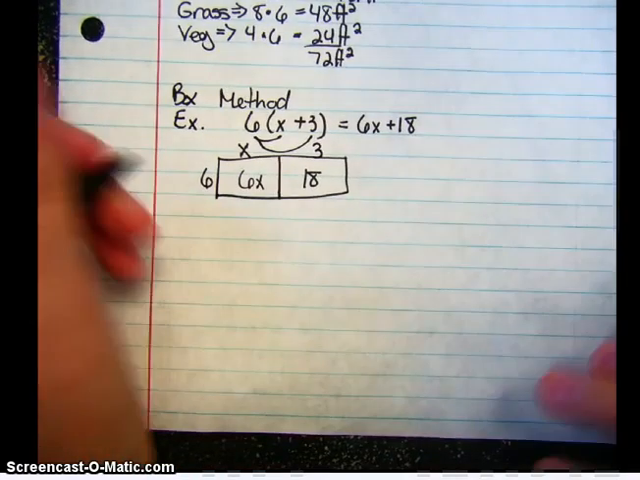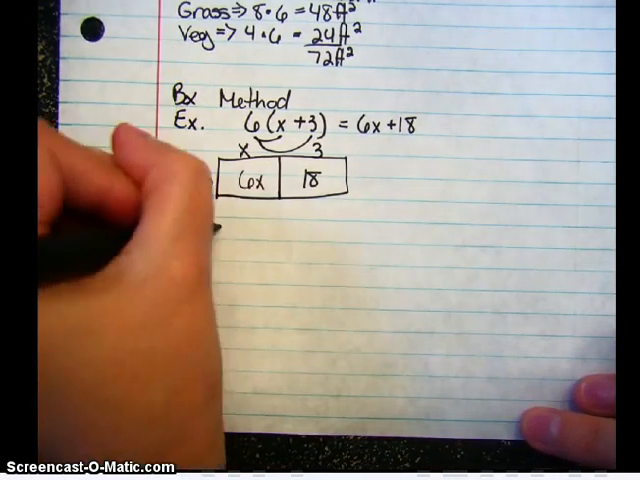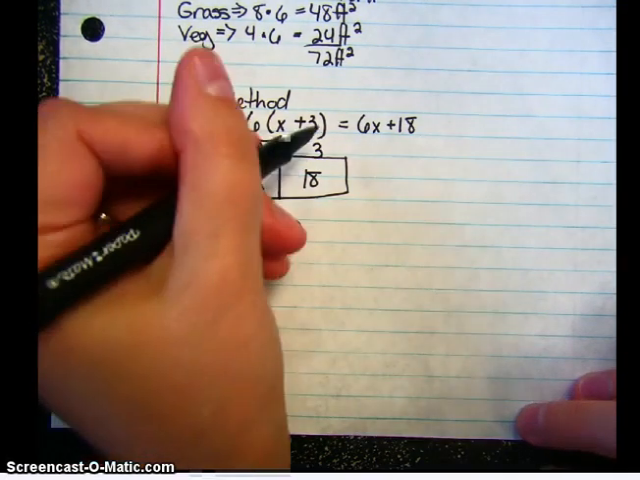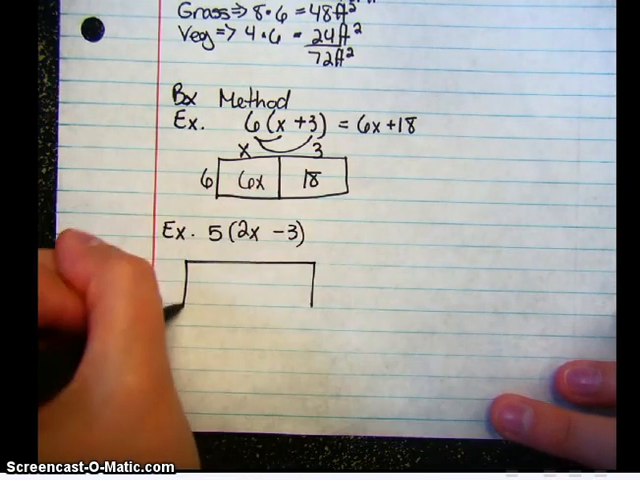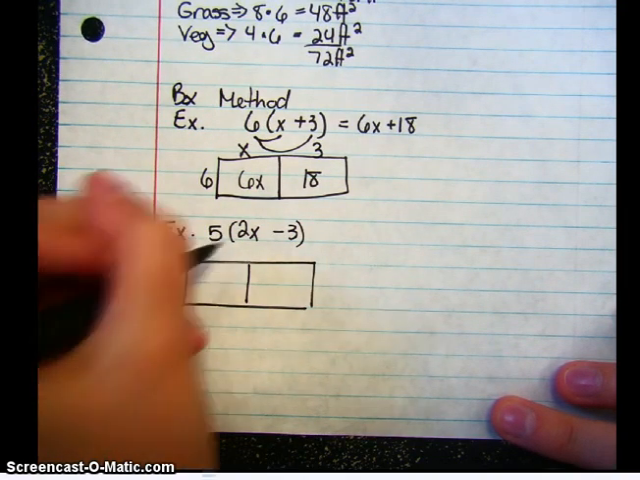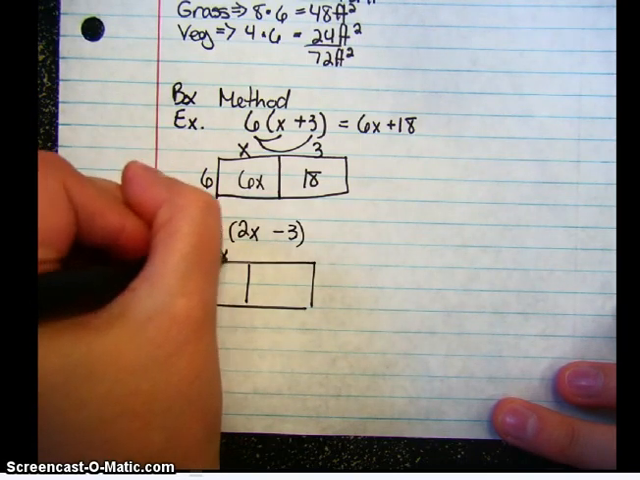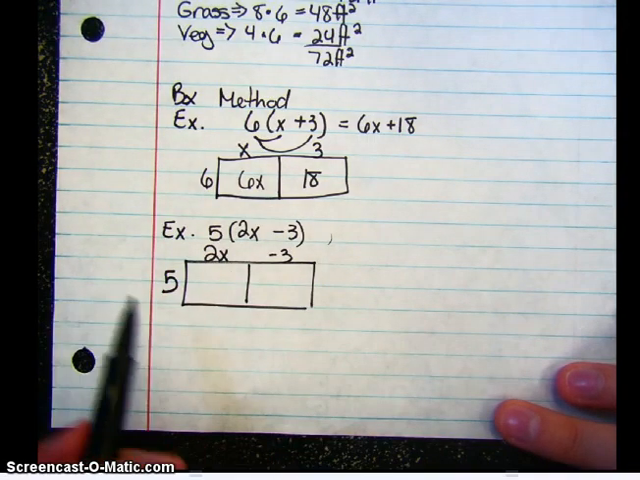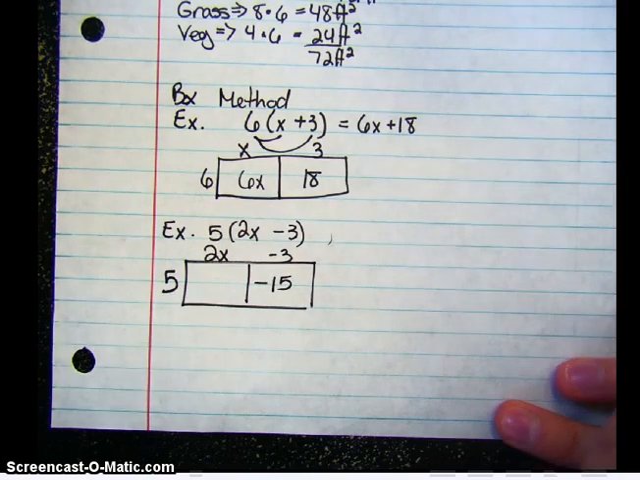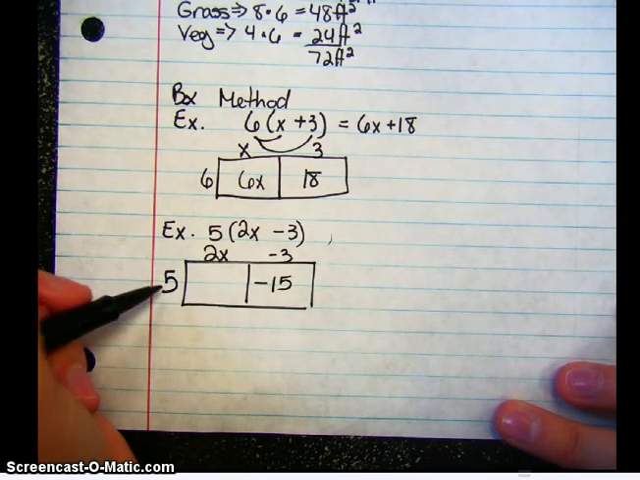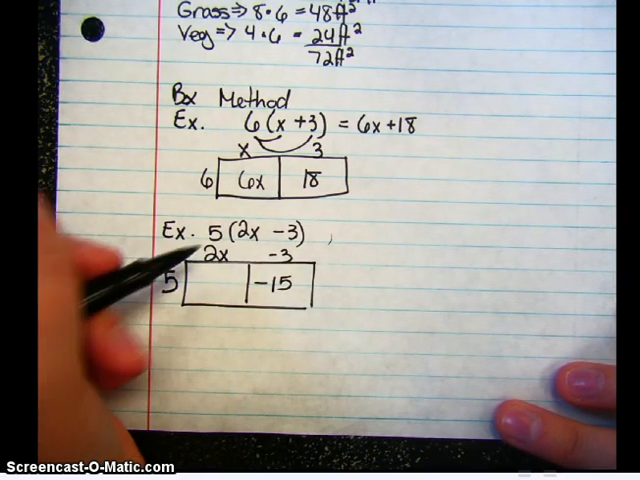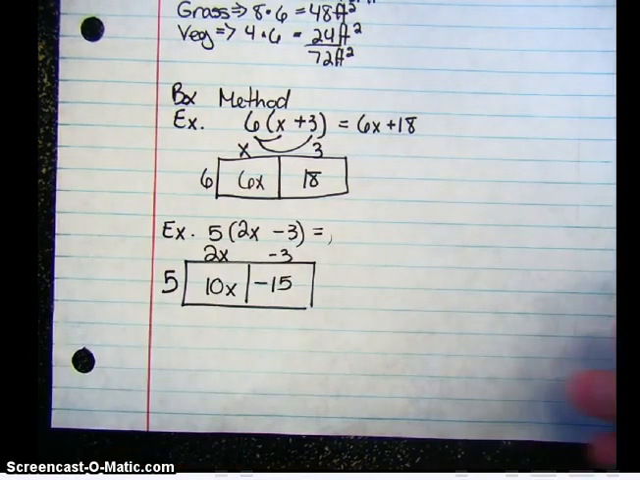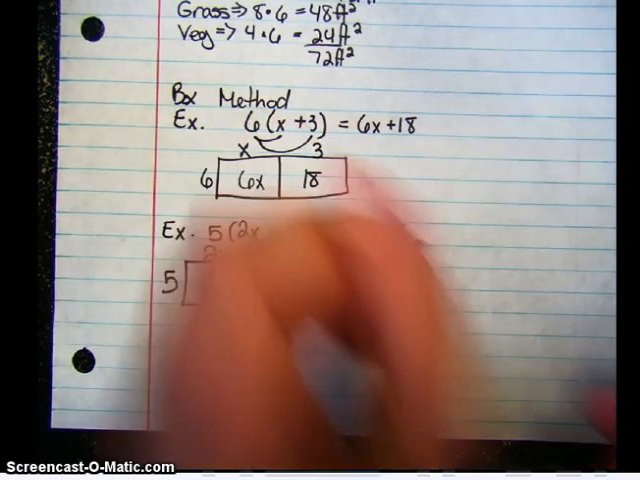Let me show you another more difficult example. I have 5 times the quantity 2x minus 3. Instead of doing this distributing thing, I'm just going to draw myself a box. My width is 5. The length of the grass this time is 2x, and then the length of the vegetable is negative 3. Remember, you have to take that sign in front of it. So then 5 times negative 3 is negative 15. 5 times 2x is, well, take your coefficient times your 5. 5 times 2 is 10, and we know that those are x's. So we know that 5 times the quantity 2x minus 3 is equal to 10x minus 15.